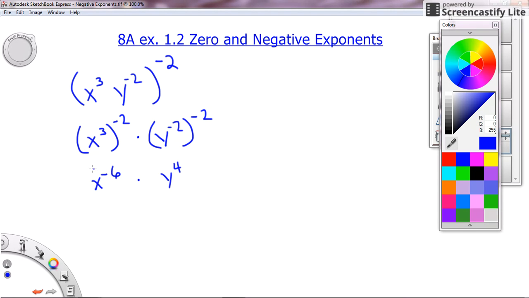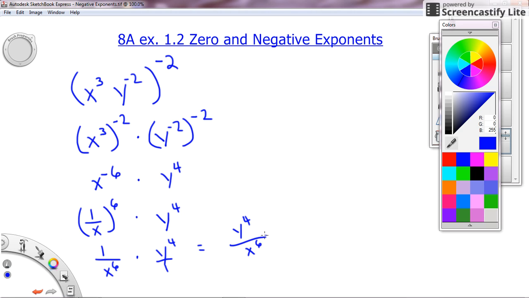So this here is going to be the reciprocal. I'll take the reciprocal, that's 1 over x, and then I raise that to the positive sixth power. And don't forget, we still have this y to the fourth. So 1 over x to the sixth power times y to the fourth. You can see that the x is going to stay in the denominator. So our answer is y to the fourth over x to the sixth.